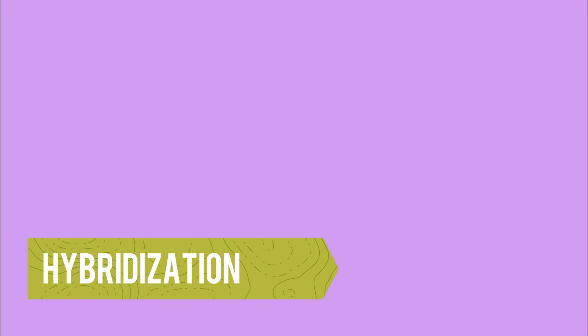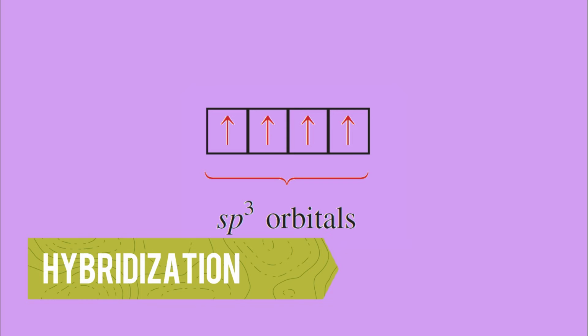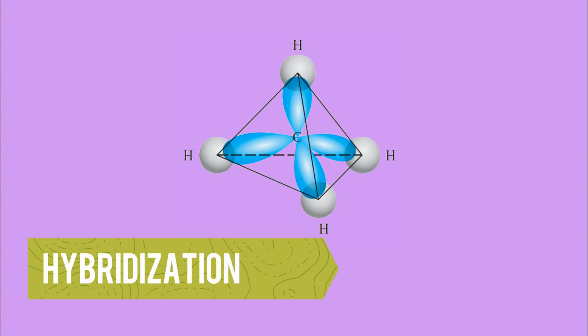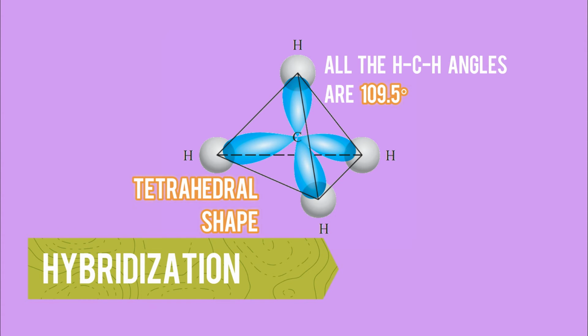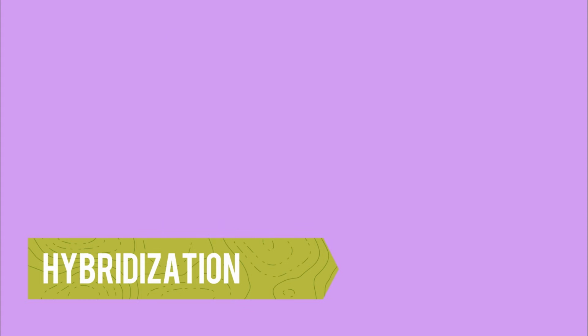We can generate 4 equivalent hybrid orbitals for carbon by mixing the 2s orbital and the 3 2p orbitals. Because the new orbitals are formed from 1 s and 3 p orbitals, they are called sp3 hybrid orbitals. These 4 hybrid orbitals are directed toward the 4 corners of a regular tetrahedron. Thus, CH4 has a tetrahedral shape and all the HCH angles are 109.5 degrees.